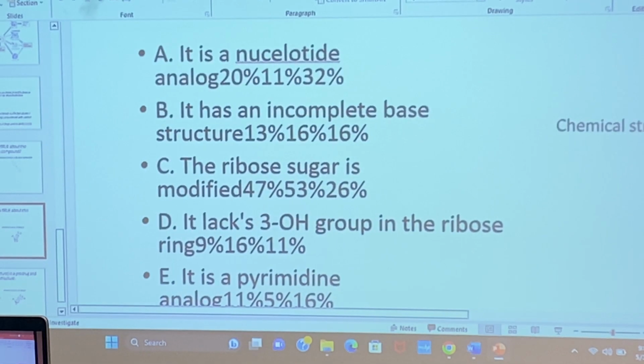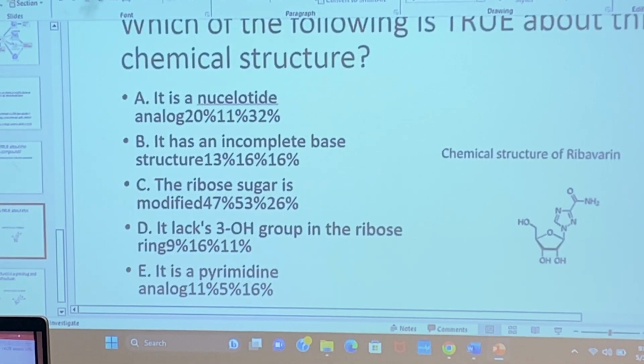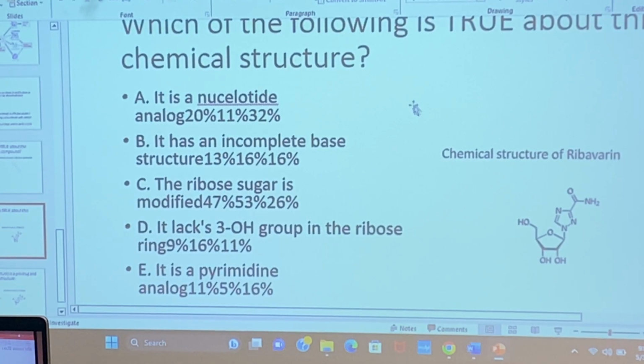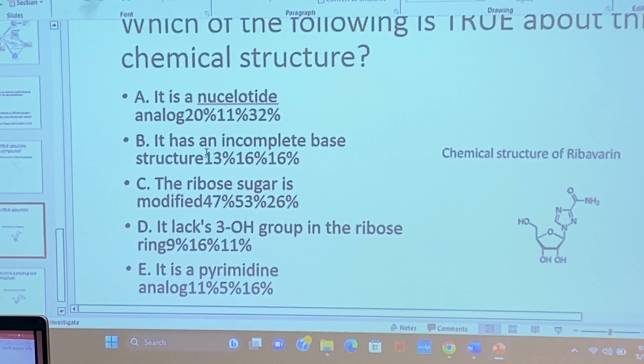So the question asked, is it a nucleotide? There is no phosphate in it. No, it's not. Does it have an incomplete base structure? Yes, it does. That is true. Then, is the ribose sugar modified? No, it's not modified. It is true ribose. Does it lack the 3' hydroxyl group? No, it has the 3' hydroxyl.